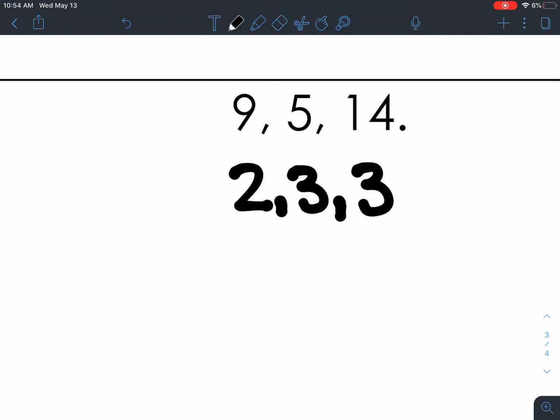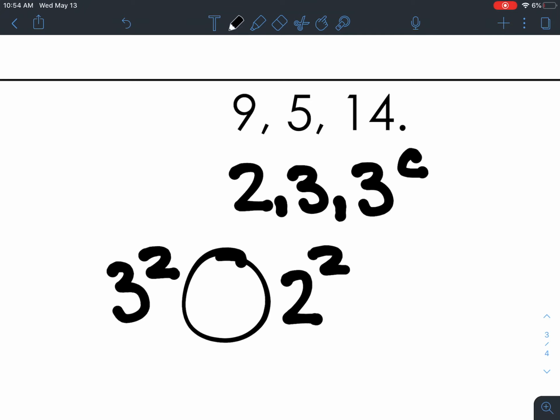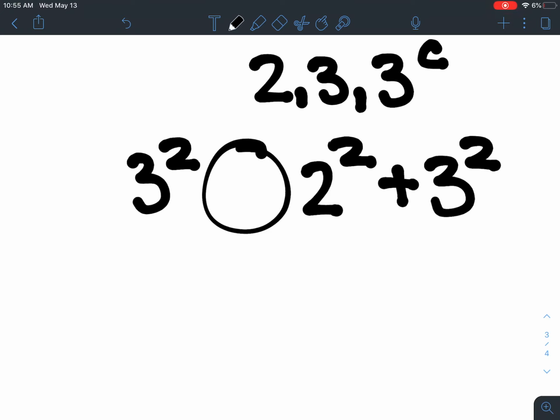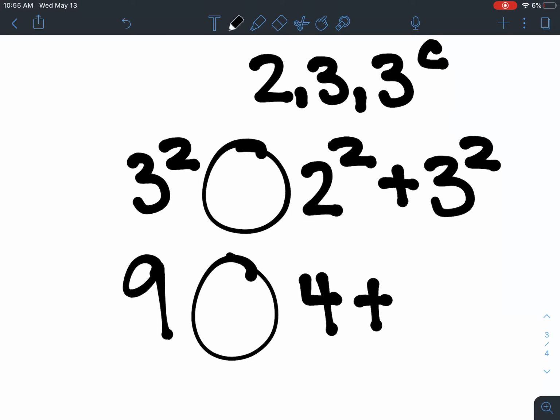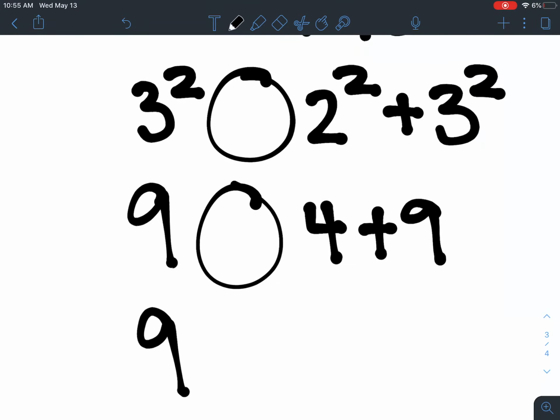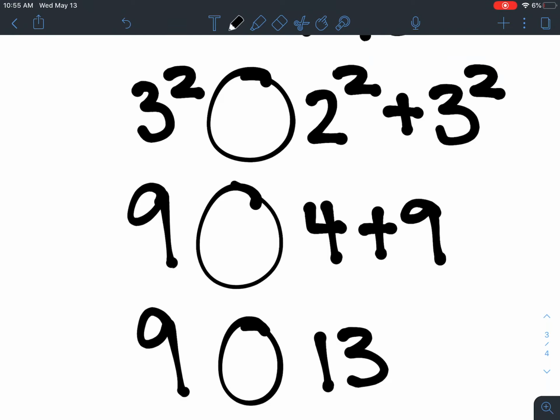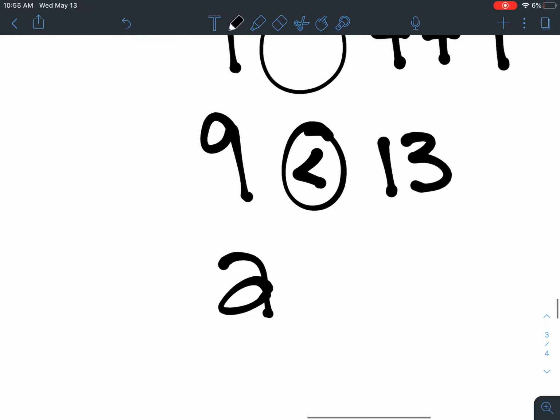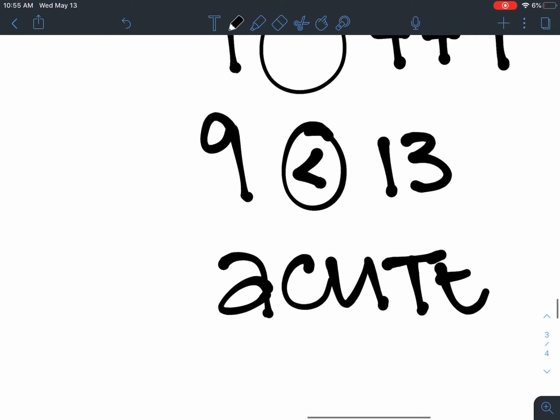So either one of these 3s has to be my hypotenuse. Let's say that this is my C. So I'm going to do 3 squared in comparison to 2 squared plus 3 squared. We would get 3 squared, which is 9, in comparison to 4 plus 9. 9 in comparison to 13 is less than. So in this case, we would have an acute triangle.